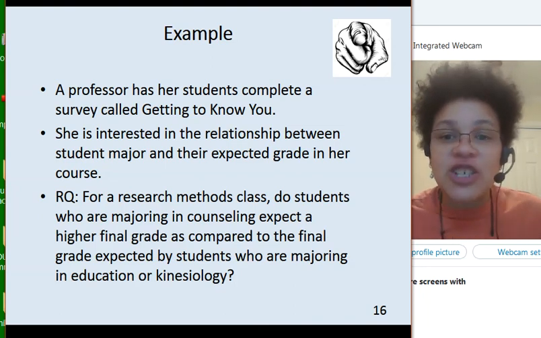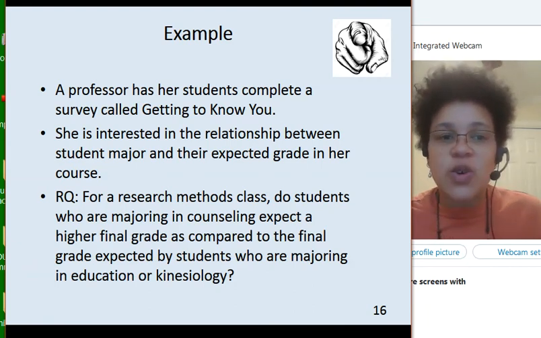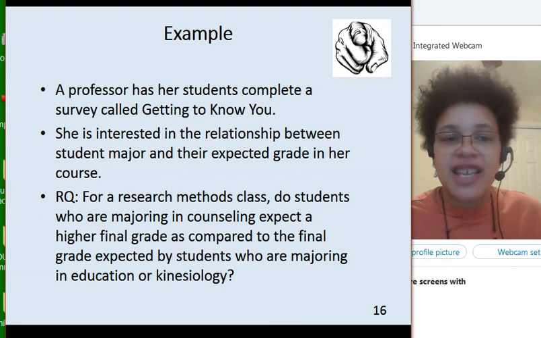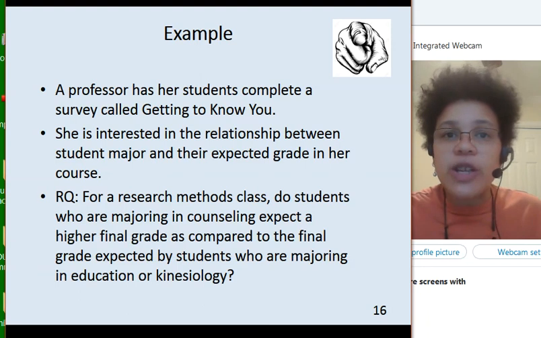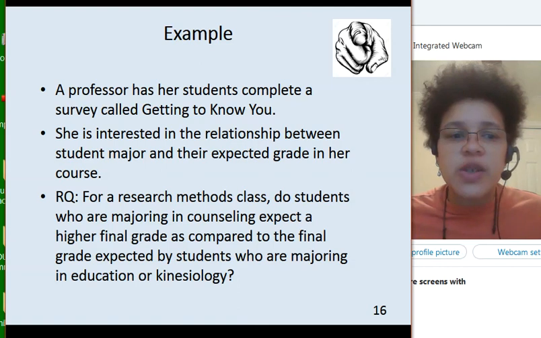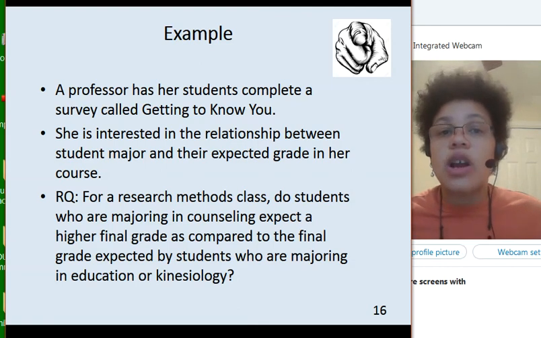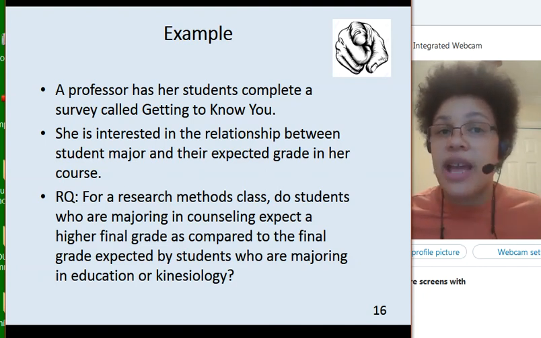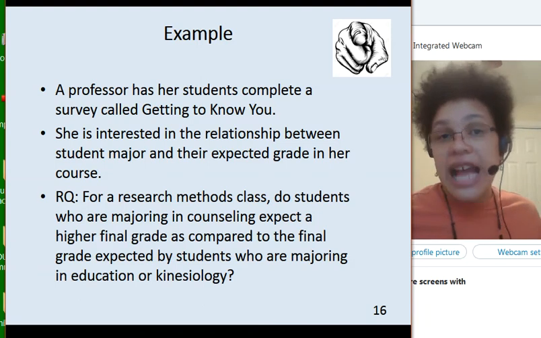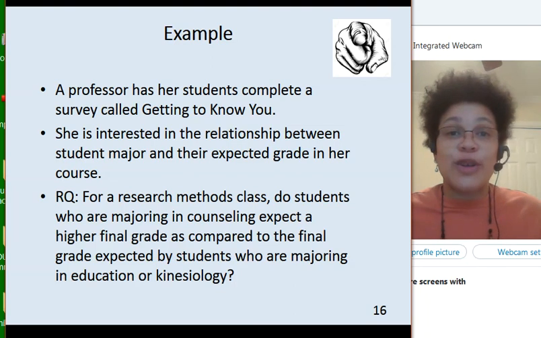Okay, so the researcher did not assign you to your major, right? And so that's how we know that this is not experimental. Okay, but maybe the researcher is wondering about this. A difference between our counseling students and our students in education or kinesiology is often our counseling students were psychology majors as undergrads, right? And they, as psychology majors, may have had a research class, and so they may expect a higher final grade. And so maybe the researcher wants to study this.